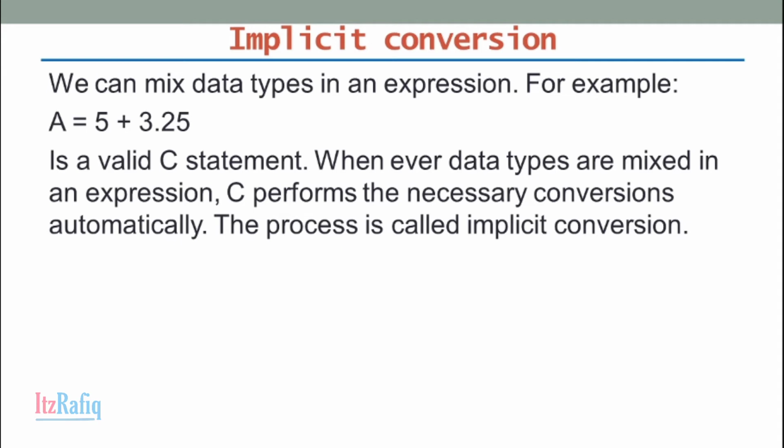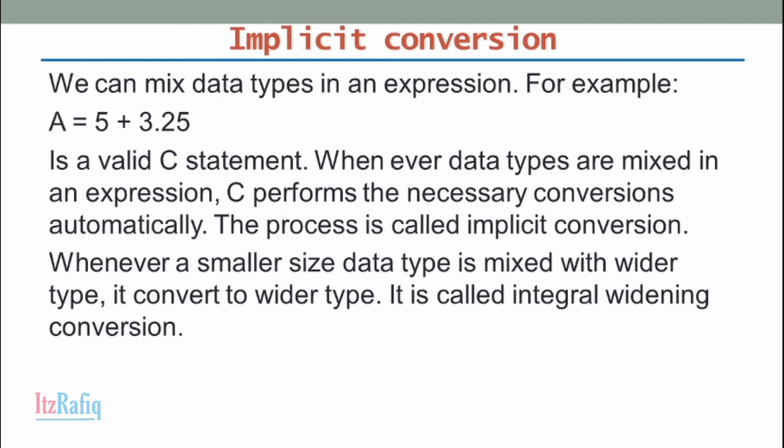Whenever the data types are mixed in an expression, C performs the necessary conversions automatically. This process is called implicit. It means this conversion is done by the compiler itself, so we don't have to do anything. This conversion is implicit conversion. Whenever a smaller size data type is mixed with a wider type or size, it converts to the wider type. It is called integral widening conversion. Like for example, this only, here integer and float are mixed, so the data type of a will be float, not integer.